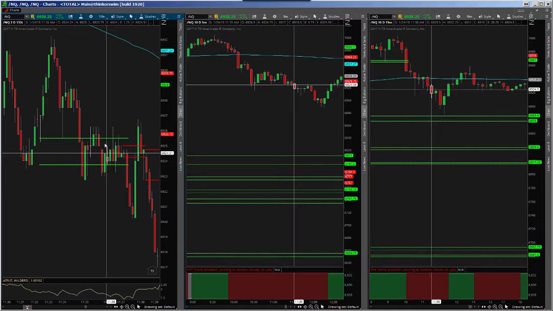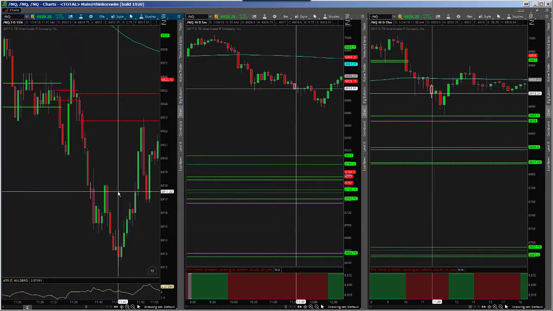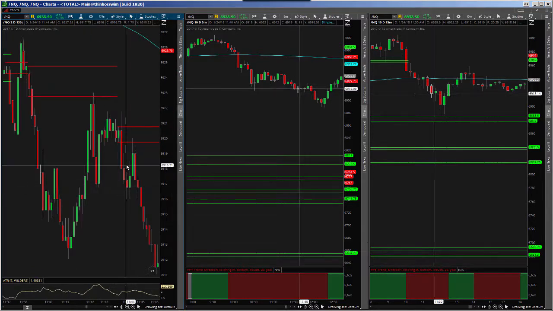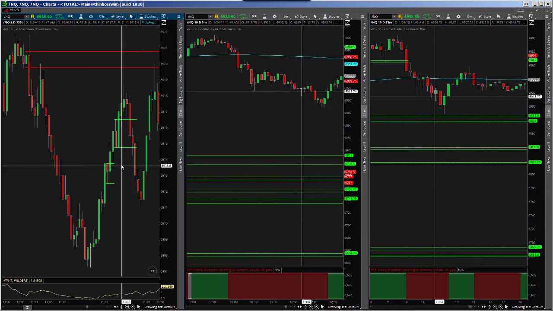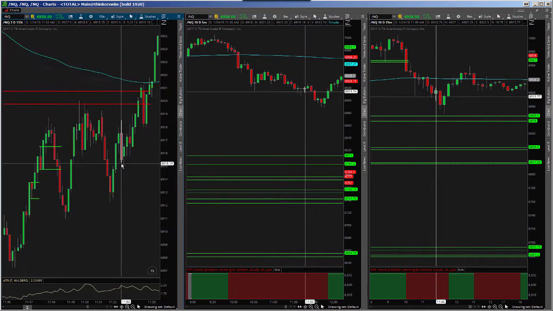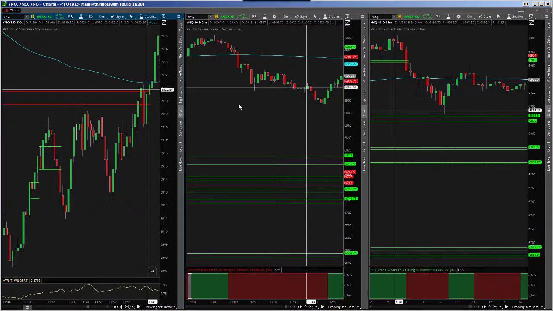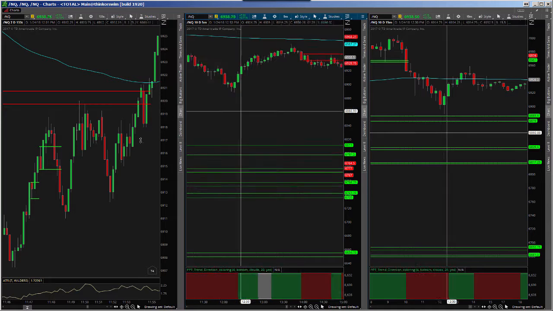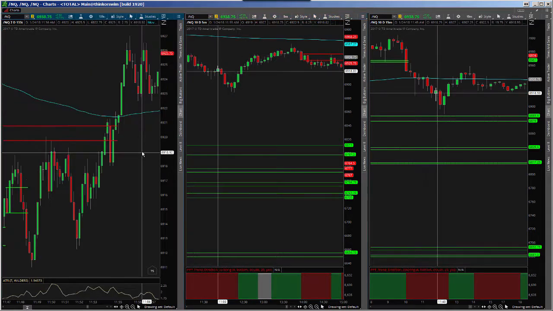Okay, now I need to have a reset. Here's a green zone, but no, I need to get a break of a red zone. Otherwise, I could have taken a trade right there. There's a break of my red. At this point, I'll start looking for another trade.